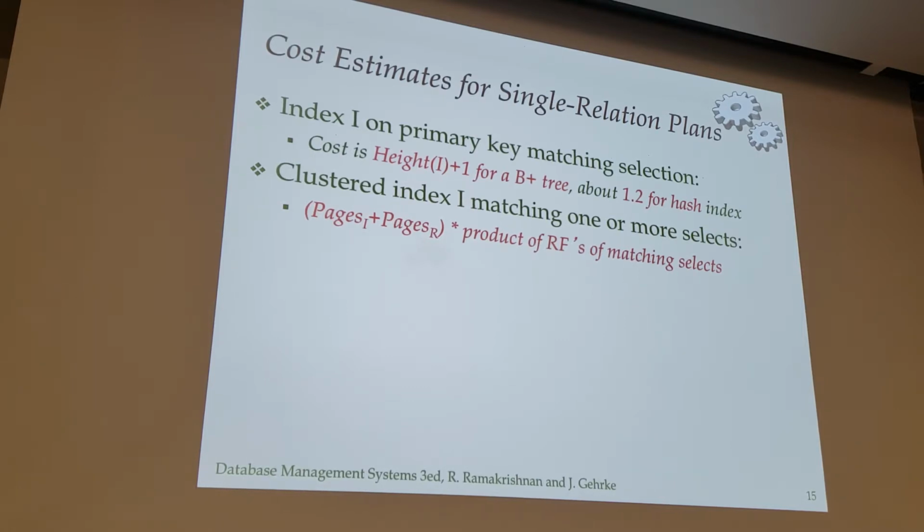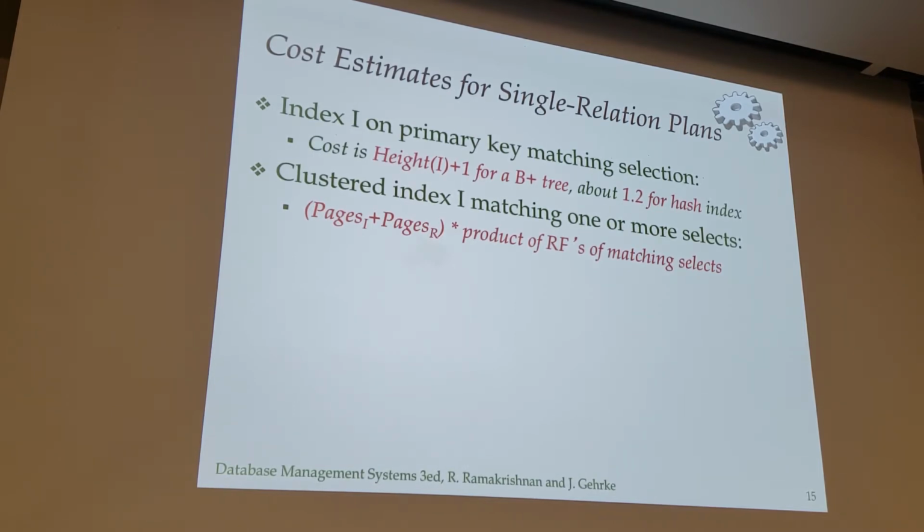If you end up having a clustered index that matches one or more of the select terms, then going ahead and using that. So basically, how much would it cost to scan the entire index and get all the data from the index where it's a clustered index? It's going to be touch each index page, leaf page once. And it's going to be touch each table page once, each data page once. So that's going to be page of I plus page of R.